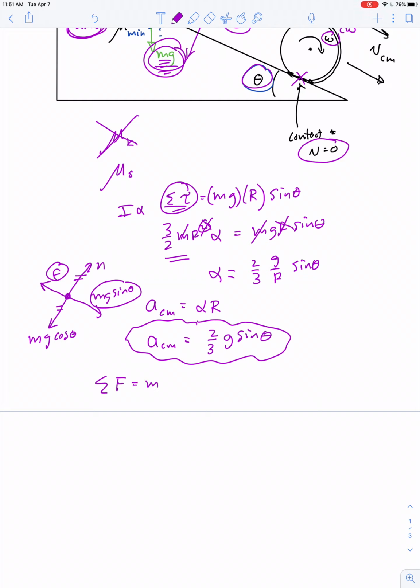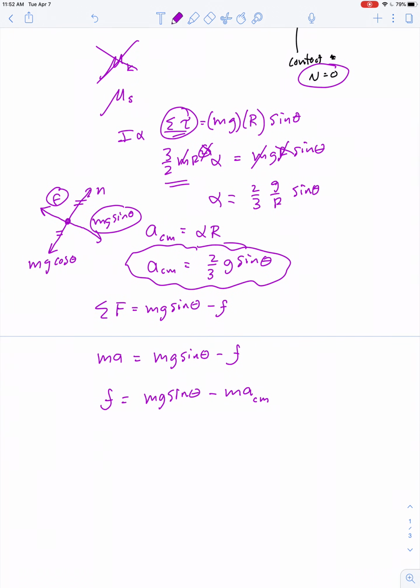So our net force is equal to mg sine theta minus the friction force. So that means ma is mg sine theta minus the friction force. If I rearrange a little bit, the friction force is mg sine theta minus ma, and here of course we mean the acceleration of the center of mass. So I can make a substitution. The friction force is equal to mg sine theta minus 2/3 mg sine theta.